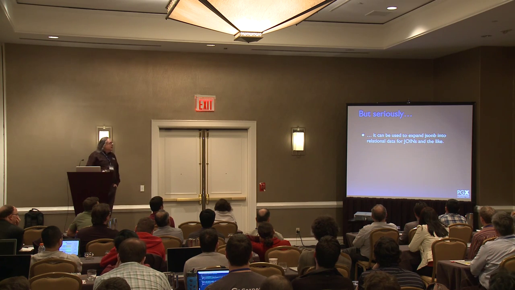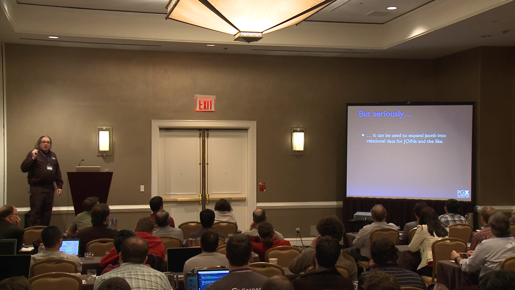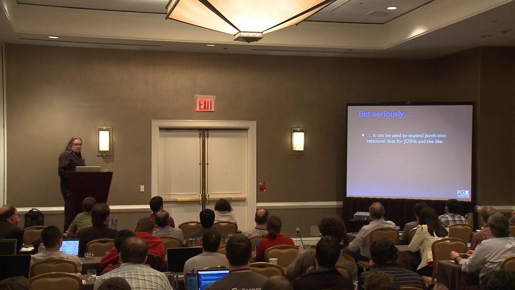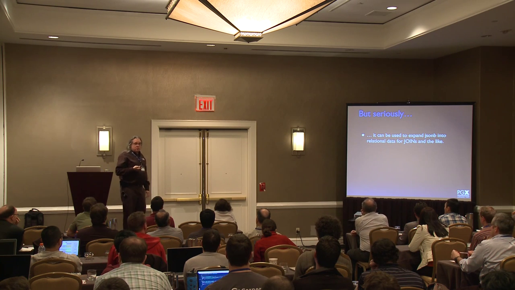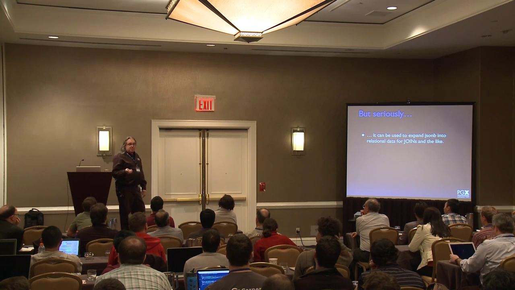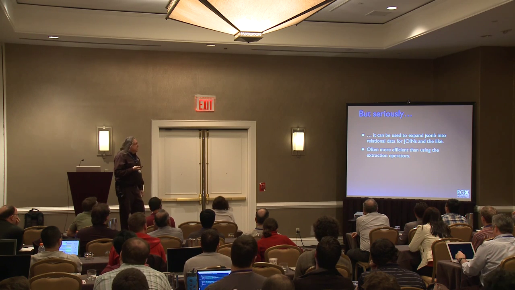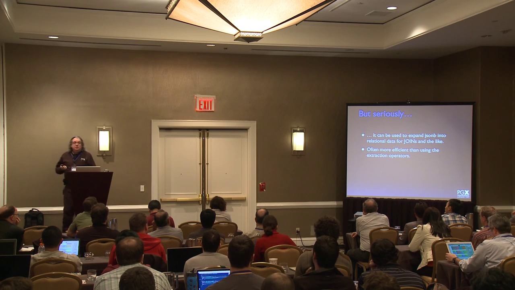Seriously, one of the nice things, though, is you can expand JSONB into things you can join on. That's the main use of it. You can write a subquery that you can use for a join. So if you have a JSON field and you want to join on one of the fields inside of it, but you don't want to extract that and keep it in a relational field, you can use this as a subquery. So that's nice. It's often more efficient to do it this way than to write extraction operators.